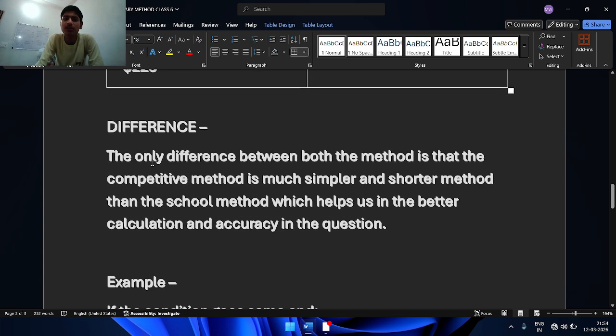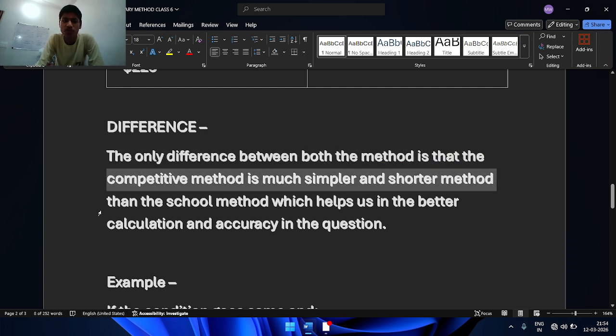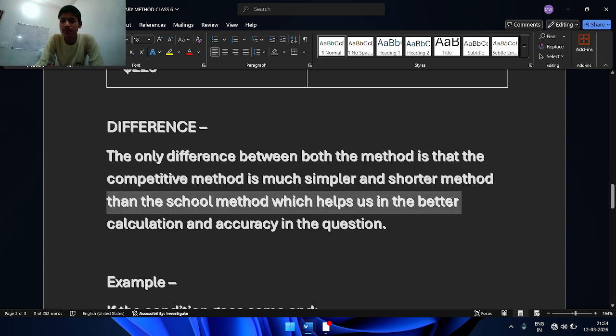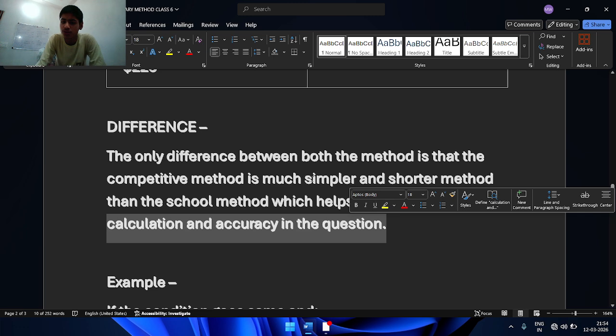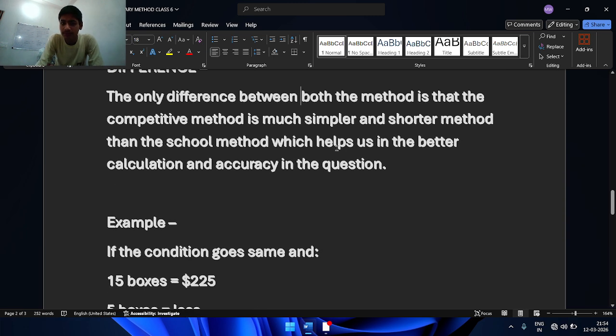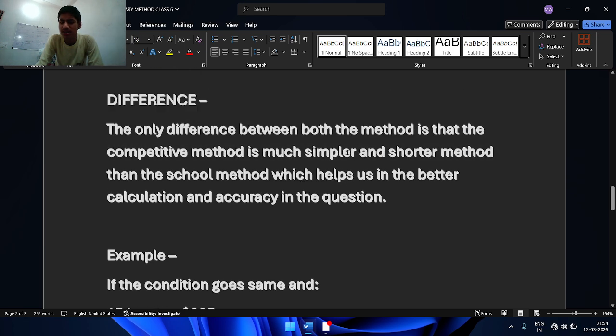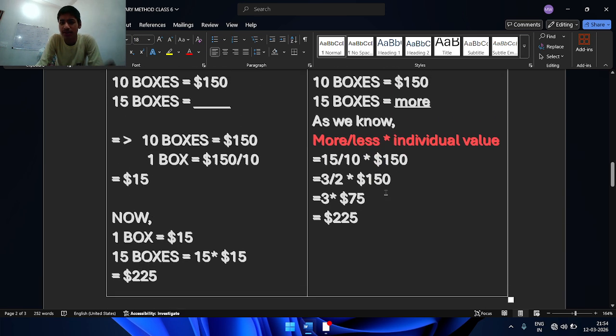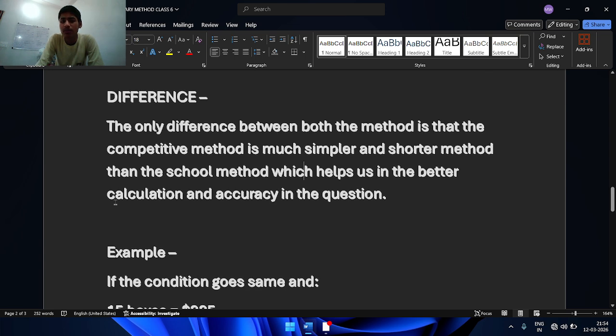So the difference, if you see here, is that the only difference between both the methods is that the competitive method is a much simpler and shorter method than the school method, which helps in better calculation and accuracy in the question. If you have to do the school method, it is also correct, but if you use the competitive method, it is much simpler, much shorter, and it will provide both better calculation and accuracy in the question.